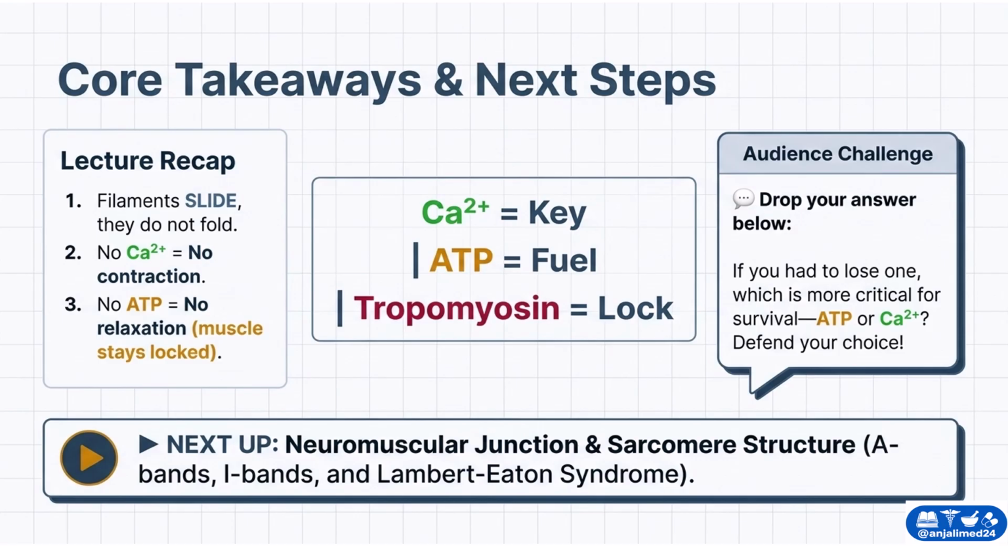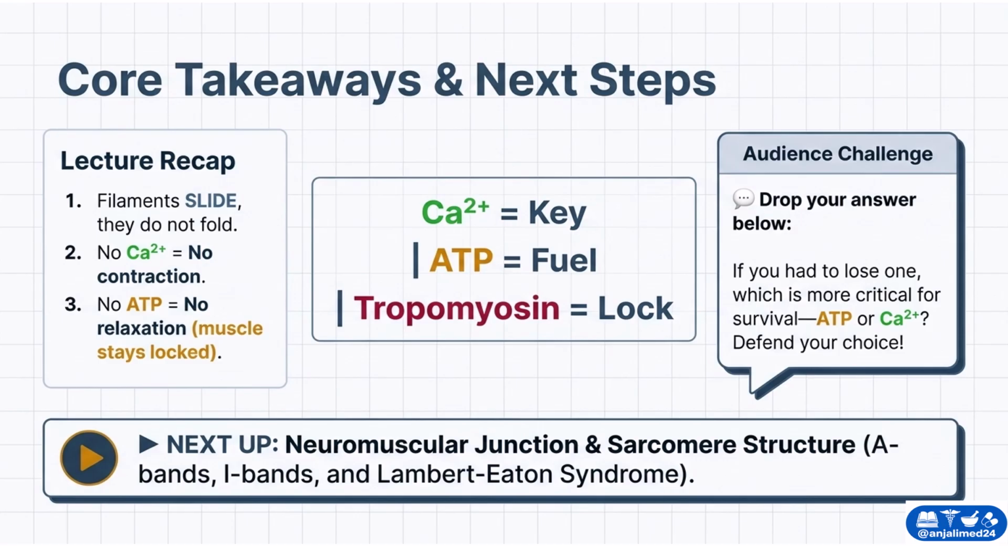Now look at the central summary box. Think of muscle physiology using these three simple analogies. Calcium is the key, ATP is the fuel, and tropomyosin is the lock. If the key is absent, the system never activates. If the fuel is absent, the system cannot reset. And if the lock remains closed, myosin cannot bind. These three components together control every skeletal muscle movement in the human body.